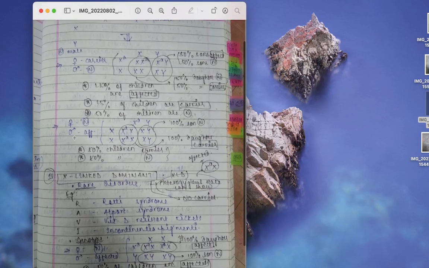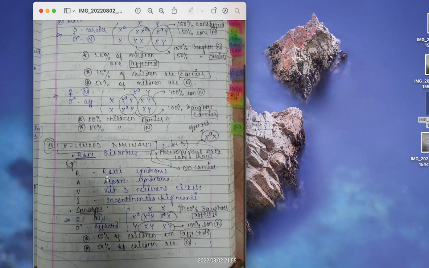Now, moving on to another case. Here the female was a carrier and the male was normal; here the female is normal and the male is affected. So 100% of the sons will be normal because the mother is normal, and 100% of the daughters will be carriers. As simple as that. And in terms of children, 50% of children will be carriers and 50% of children will be normal.